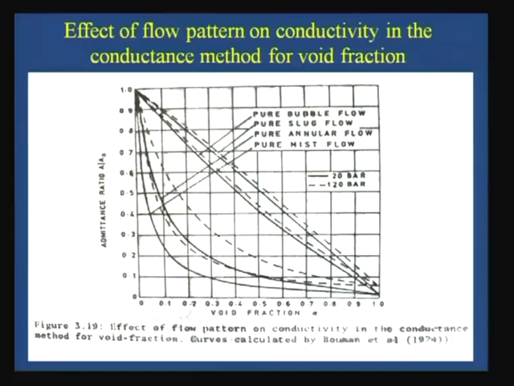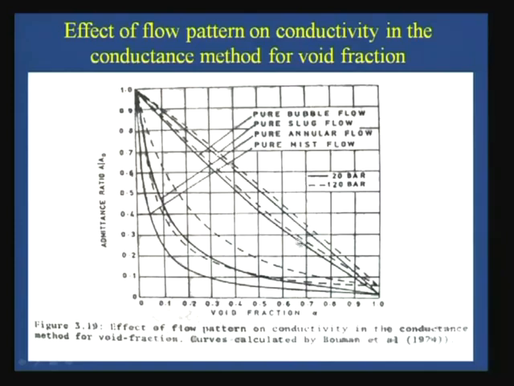From here you can very well see that even for the same void fraction, we get, even for the same admittance ratio, if we have bubbly flow, we have one void fraction, if we have annular flow, we get another void fraction. So, for the same admittance, say admittance ratio is 0.3, for that particular case, when it is annular flow, the void fraction is 0.2, and when it is bubbly or slug flow, the void fraction is say almost 0.7, 0.75.